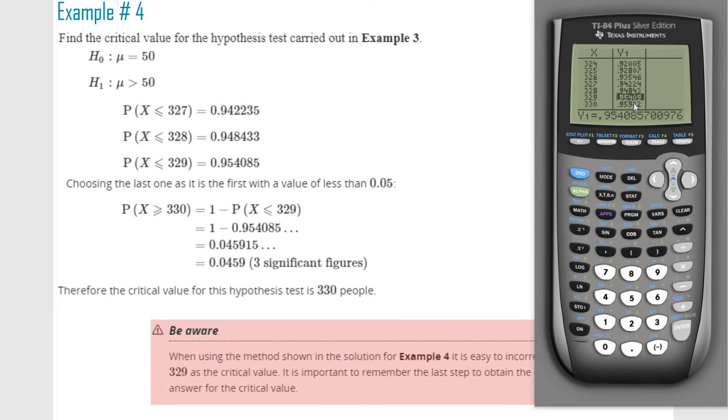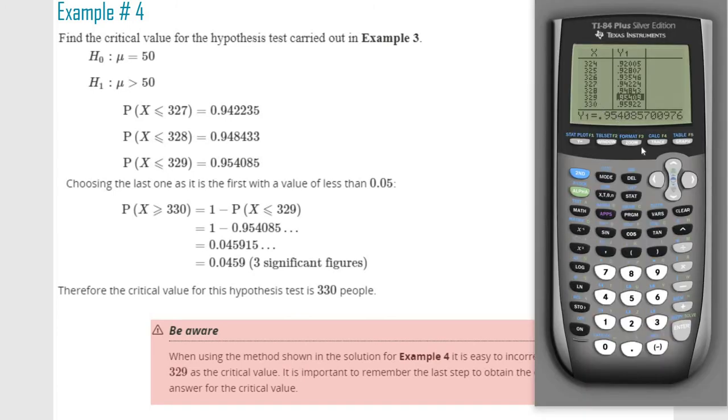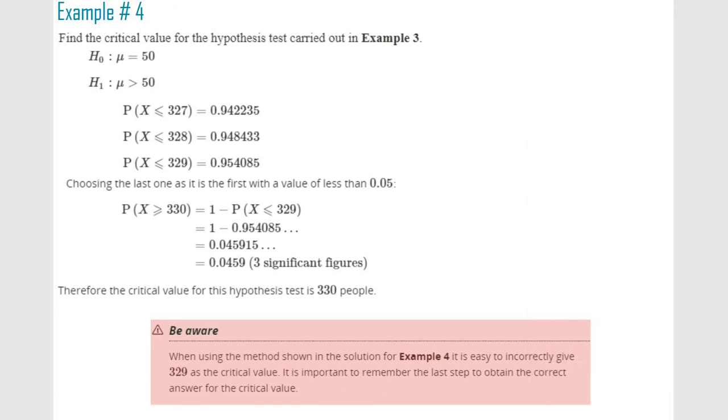So 330 people. Okay, don't mistakenly put 329, because that wouldn't pass it. It would just give you the wrong critical value. It would be the wrong percentage, because remember, you'd have to do 1 minus 328, and that would give you greater than 5%. So you gotta watch your numbers there.